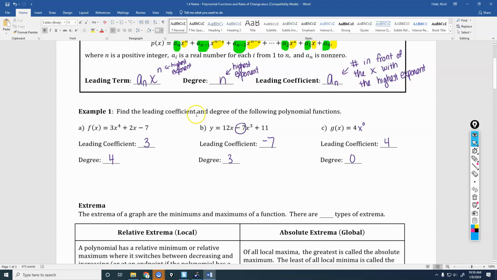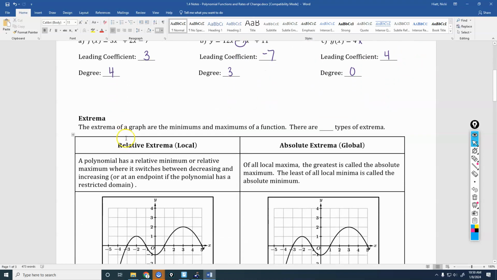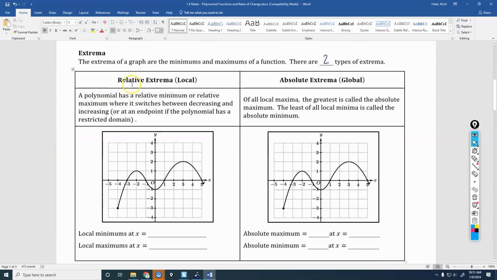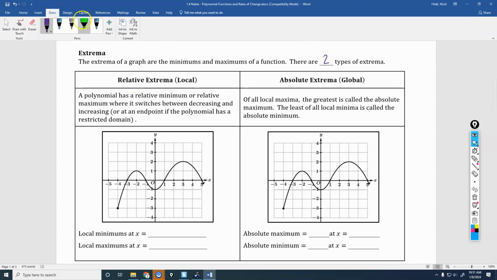Okay, all right, so let's talk about extrema. The extrema are going to be your maximums and minimums of a graph, but you should hopefully remember from Math 3 that there are 2 different types of maximums and minimums. So there are 2 types. Those 2 types are relative or local. These 2 words right here, relative and local, are used interchangeably. They mean the same thing.